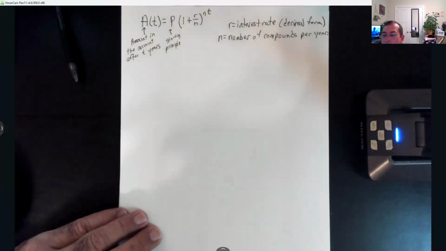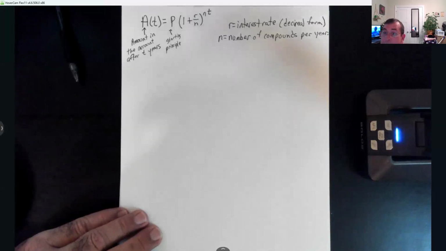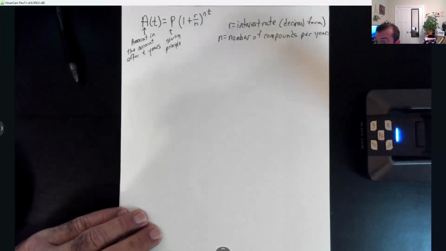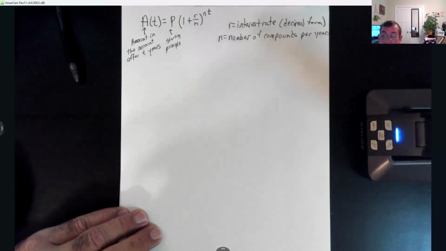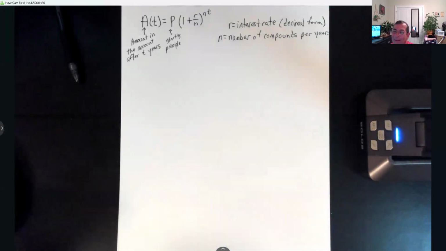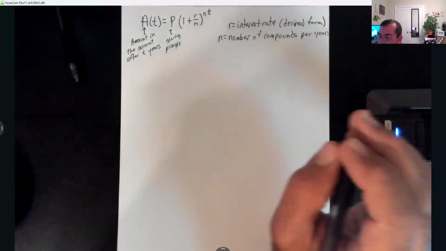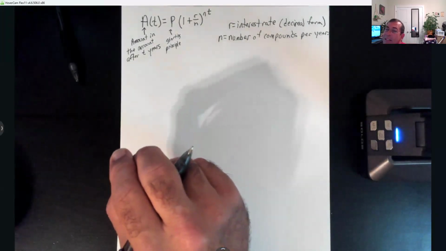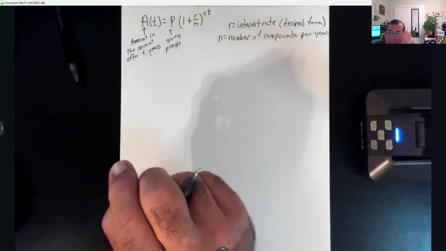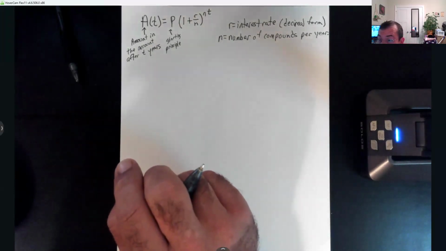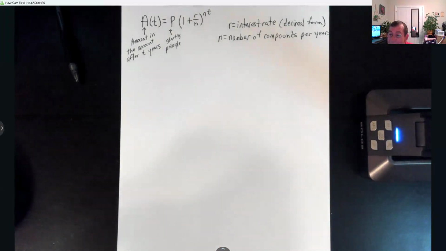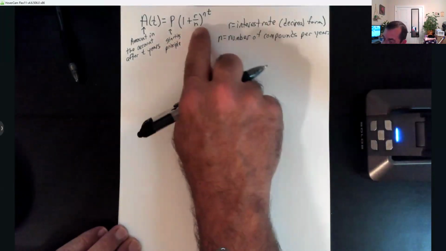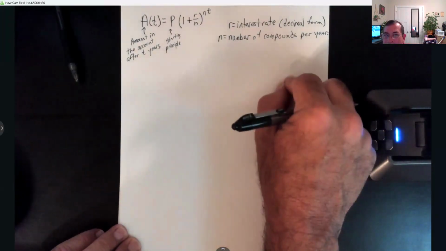Four? Yep, there's 4 quarters in a year. They might use semi-annually. So semi-annually would be 2. Annually would be once. Monthly would be 12. They might even hit you with daily. What's that? 365. So just things like that, okay? So that's how many times the interest is compounded per year.